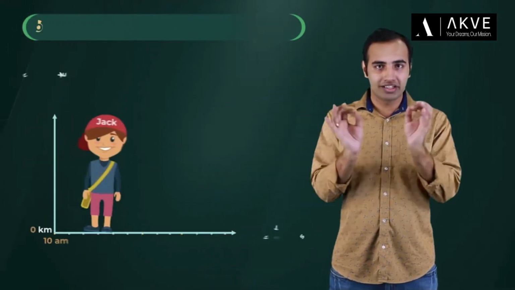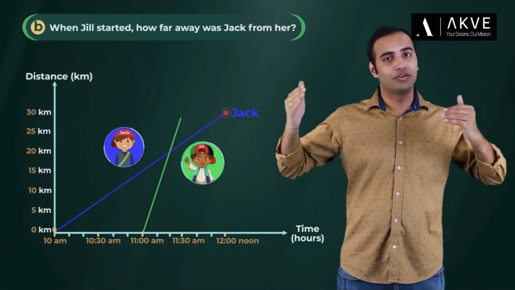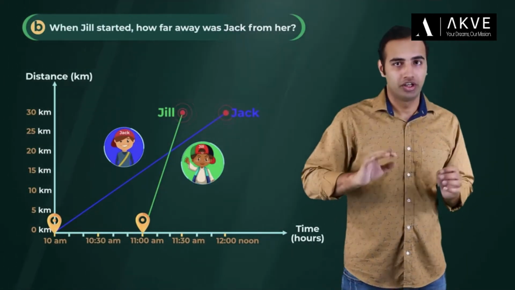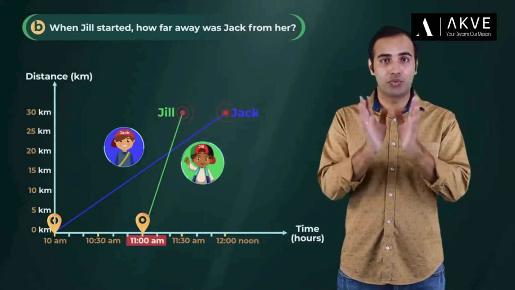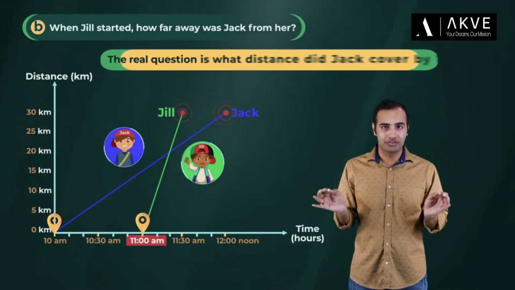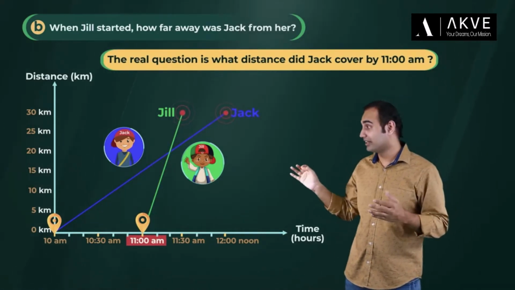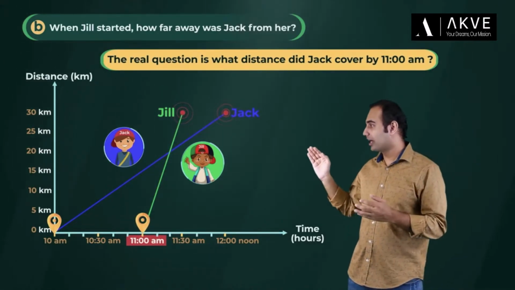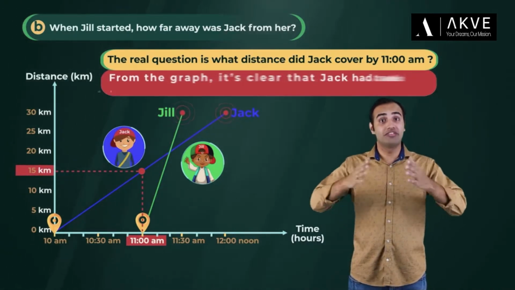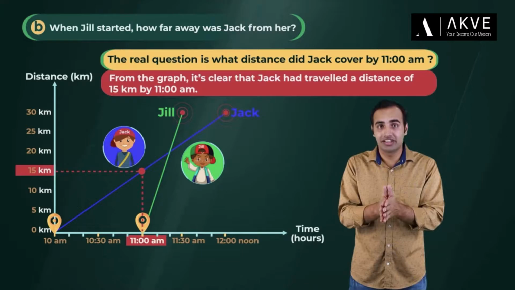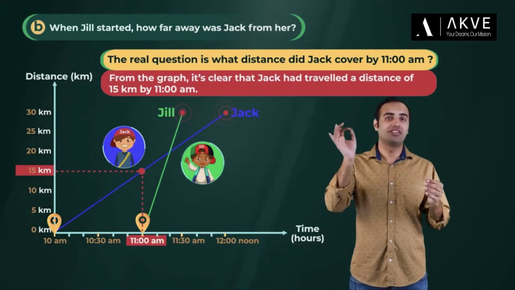Now part B asks you to find out how far ahead was Jack when Jill started to move. From the graph you can tell that Jill started to move at 11 am. So the question is essentially asking you to find out the distance covered by Jack by the time it was 11 am. From the graph you can easily see that distance was 15 kilometers. So from here we can say that Jack had already covered a distance of 15 kilometers when Jill started to move.